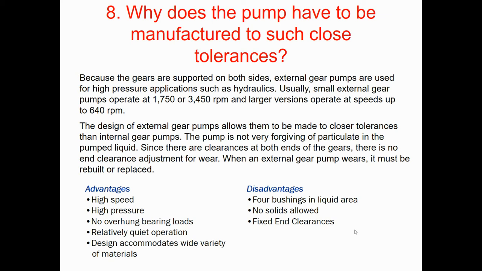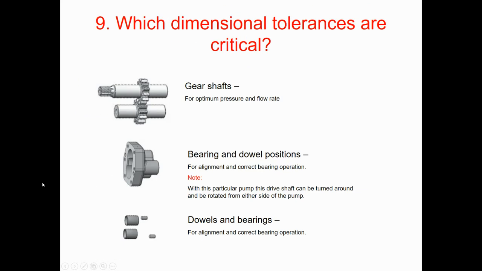The advantage of having close tolerance is achieving high speed, achieving high pressure, no overhang of the bearing loads, relatively quiet operation, and the design will accommodate a wide variety of materials. The disadvantage is that we are going to be pumping only clean liquid. No solids are going to be allowed because the dimensions are too close to each other, mainly for the gear. And also the fit and the clearance are going to be two critical dimensions.